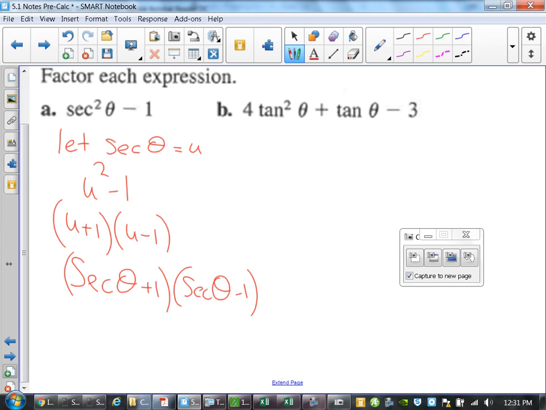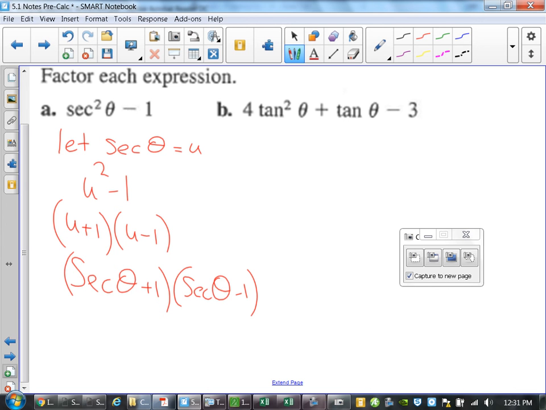Yes, sir? Should. I'm going to start forcing myself to. And it works better when you have the next example, 4 tangent squared theta plus tangent theta minus 3. It's a little bit easier to see what you're factoring when you don't have tangents. There's too much, it just looks ugly.